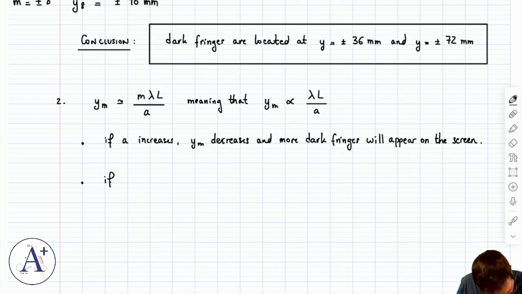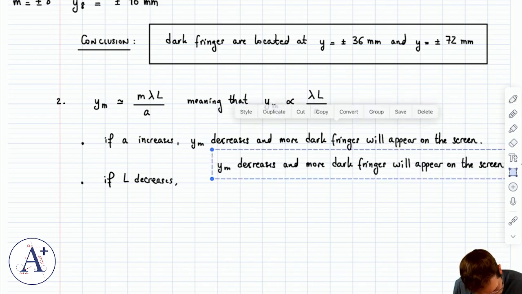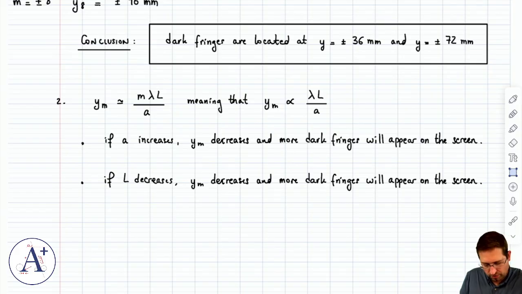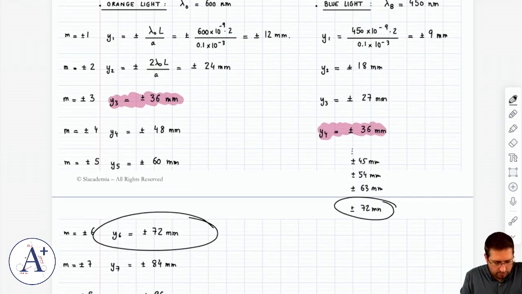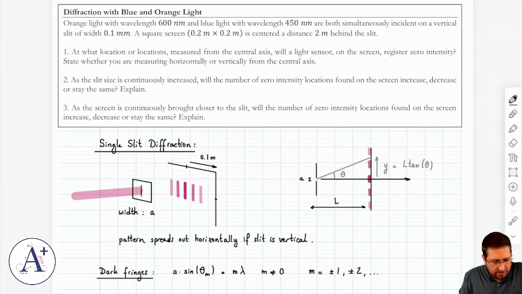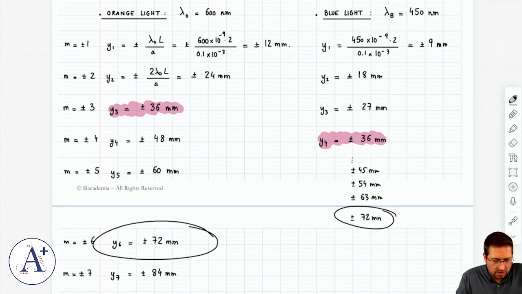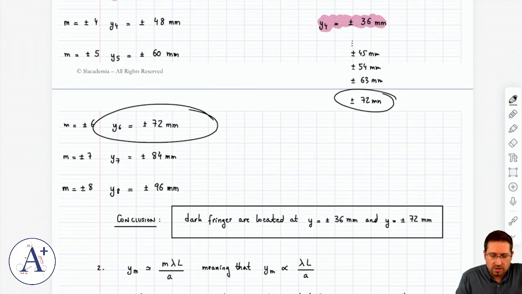Same idea, if L decreases, the screen distance, then it turns out it's the same thing. y sub m decreases and more dark fringes will appear on the screen. So that's not a very hard question. It's more of a conceptual question, which, of course, you can use formulas to convince yourself and justify your answer. But really the meat of the problem was figuring out that for a dark fringe to exist, it has to be a dark fringe for both blue and orange light. And so when we computed the different values, we just took the common values of y for which blue and orange light had a dark fringe.